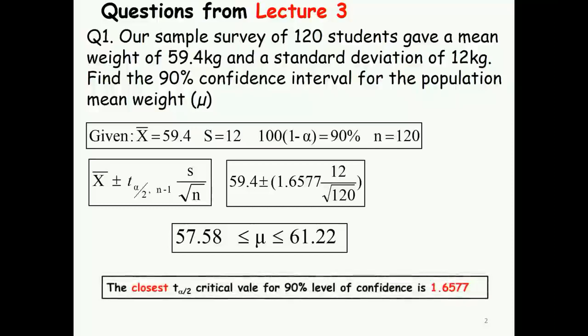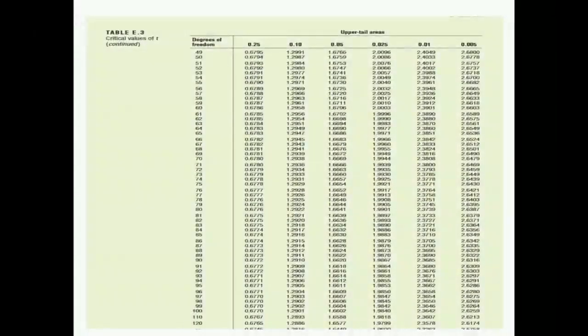The closest t alpha divided by 2, this is what I found, 165, because in the table, if you are doing it using software, it will tell you exactly. But if you are using the table, maybe you might not find exactly 119. So you have to take 120. For instance, 5% to the right, 5% to the left. So I chose the 5%. And then the closest to 119 is 120.